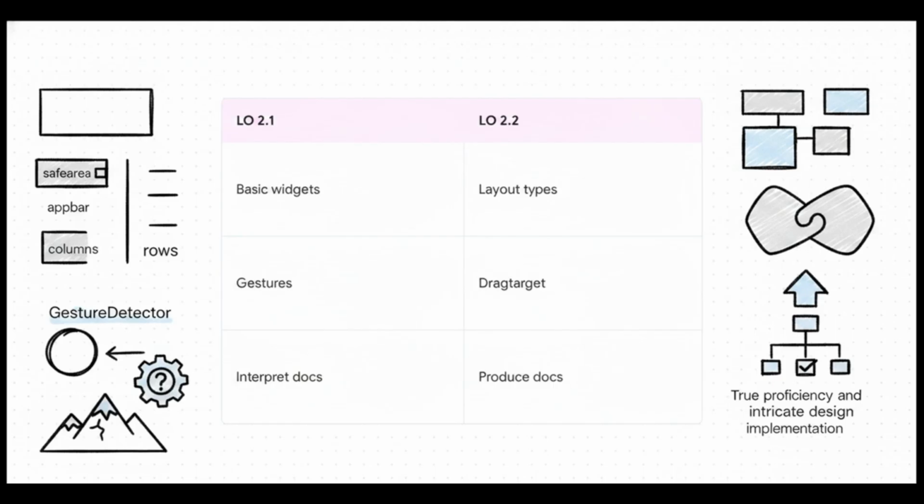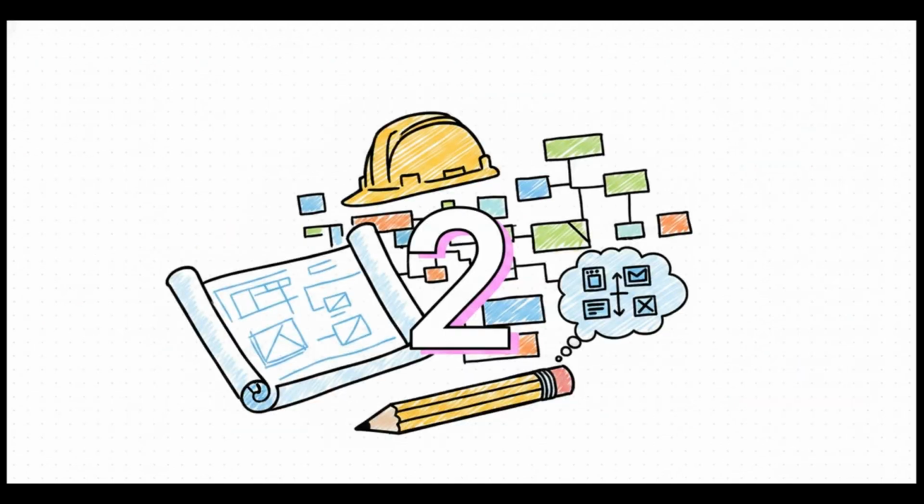But true proficiency, that requires a massive leap over to the right side. Proficiency means evolving to master diverse layout architectures. It means moving way beyond simple taps to utilize complex tools, like Draggable, to create truly immersive experiences. Ultimately, it means demonstrating absolute mastery in navigating Flutter's deeply nested widget tree so you can reliably implement intricate, highly dynamic designs. But wait, there's a catch.